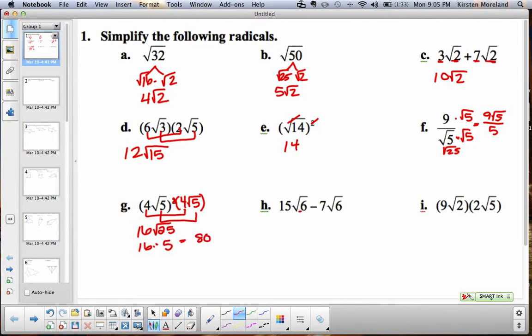When I'm subtracting, it's the same as adding, so I need to make sure first that it's the same thing inside the square root, and it is, so then I just do the outside numbers, so 15 minus 7 is 8 square root of 6, and that cannot be simplified. And then the last one, I multiply the outside numbers to get 18, I multiply the inside numbers to get the square root of 10, and the square root of 10 cannot be simplified, so I'm done.